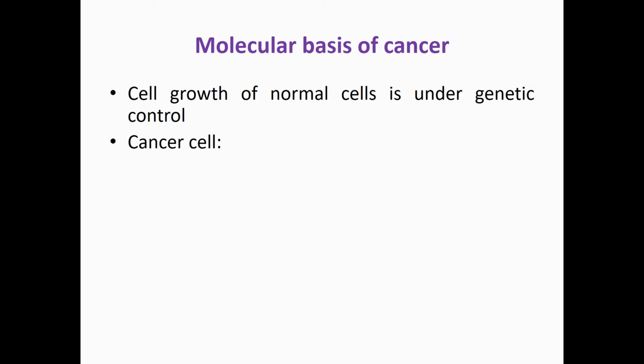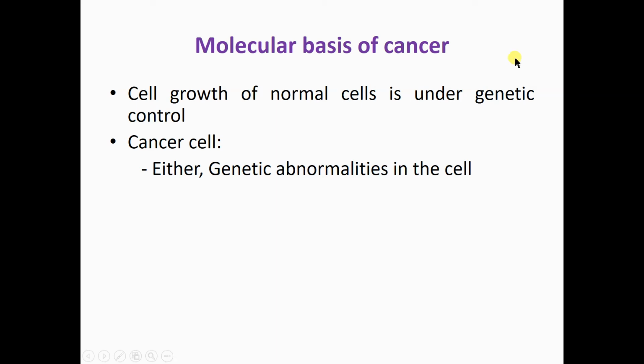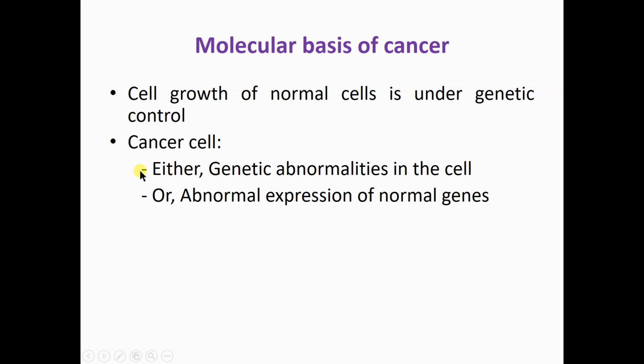Now a normal cell can be converted to a cancer cell either when a genetic abnormality occurs in the cell, which leads to loss of the control of genetic material over cell growth, or when there is no genetic abnormality but abnormal expression of the normal genes. If the normal genes are there, their expression may increase or decrease, which is abnormal. So both conditions can lead to the conversion of a normal cell into a cancer cell.